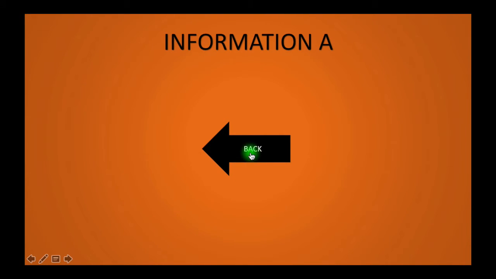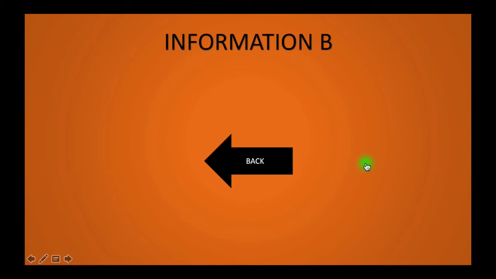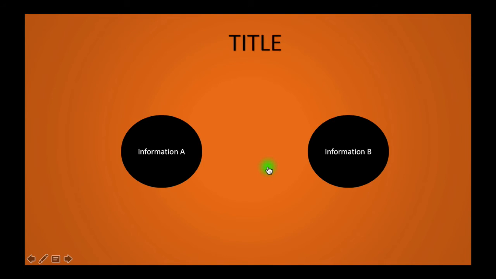You notice this back button, every time we hover over it, makes that cash register sound. And when we click on it, it goes back to the title. Let's click on information B. Isn't that cool? Then we click on the back button and we go right back to title. So that is adding actions within your objects.